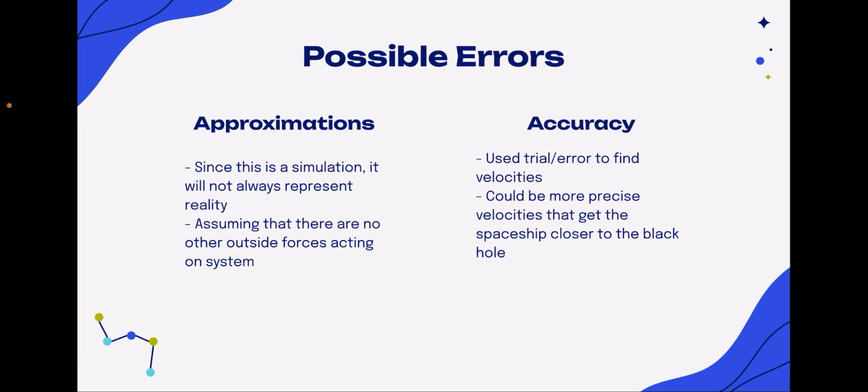The model assumes there are no outside forces besides gravity. Trial and error was used to find initial velocities, which might not be the most precise method. Because it's a simplified system, it doesn't perfectly represent real orbital dynamics or the influence of other bodies. Still, though, it provides a strong conceptual understanding of how gravitational interactions shape motion.